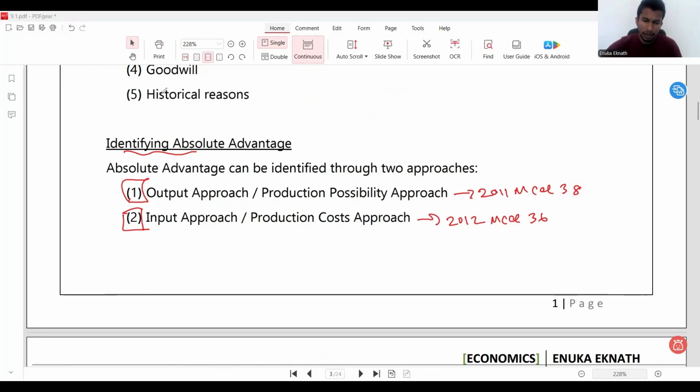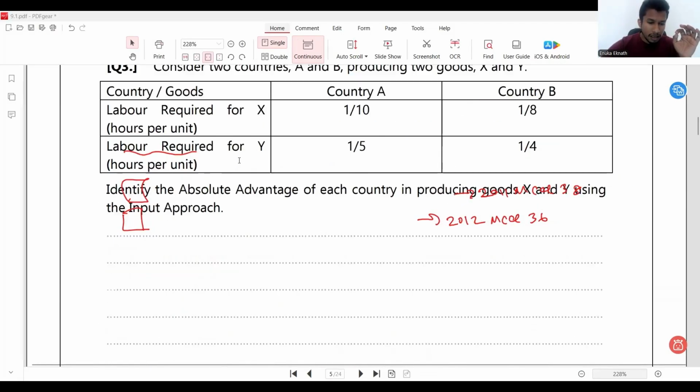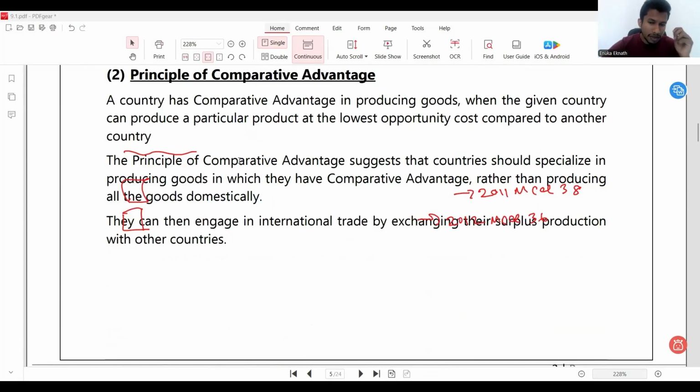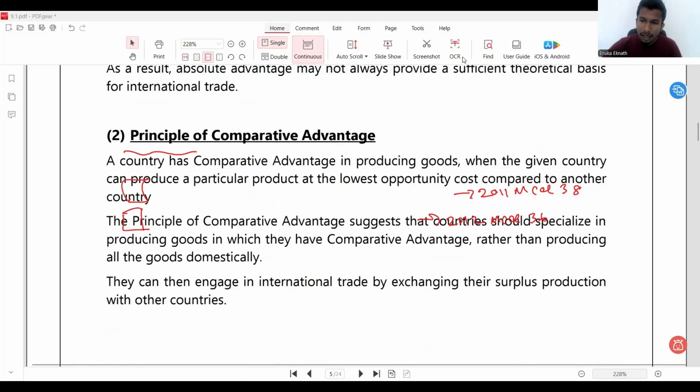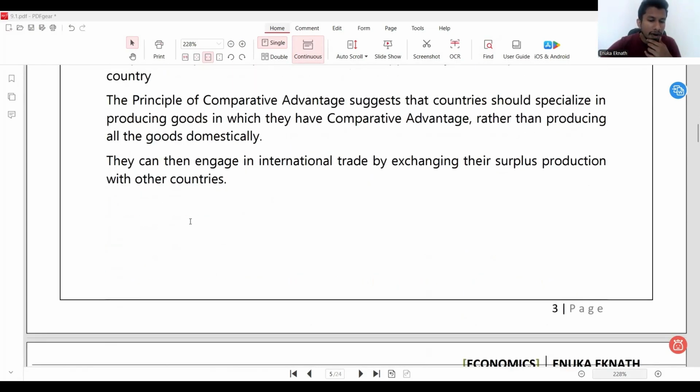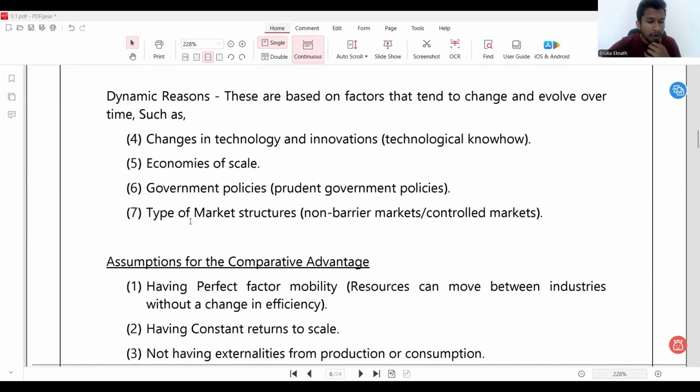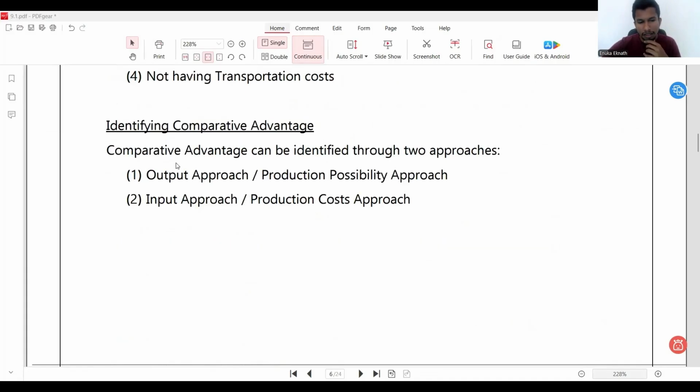So the way to approach these two is slightly different. Even if you go to the part related to the comparative advantage, it's the same thing. So the principle of comparative advantage, I'm not going to read that, but I'm just trying to show you that even under comparative advantage, we have the same two approaches to recognize it, right? So when you calculate comparative advantage, you have two approaches. The first one is the output approach. The other one is the input approach.